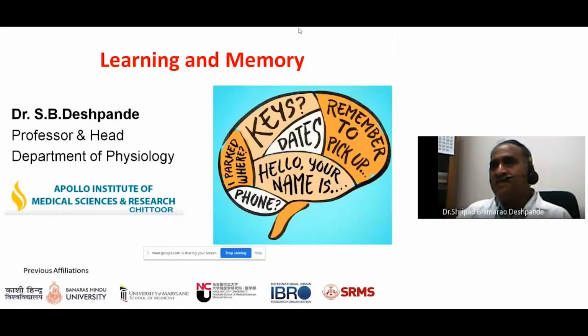Today we are discussing learning and memory, the physiological perspective. I have a figure here on the right-hand side showing the brain, the medulla and the spinal cord. You have the four brain areas: the frontal area, the parietal area, this is the central sulcus, then this is the occipital area, and this is the temporal area.